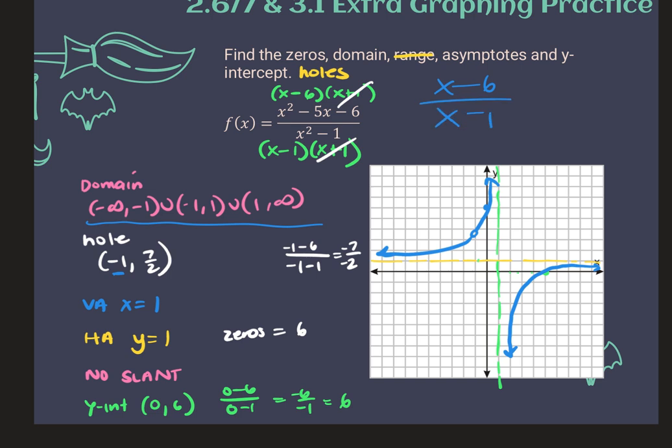Then I plugged the negative 1 in and I got 7/2 or 3/2. That has to be graphed. That's your hole. Then you get your vertical asymptotes from the denominator, x equals 1. Your horizontal asymptote, this time they are the same exponent, so it's your leading coefficients, which is 1. And your 0 comes from a numerator, which is 6. There's no slant, and the y-intercept was 0, 6.